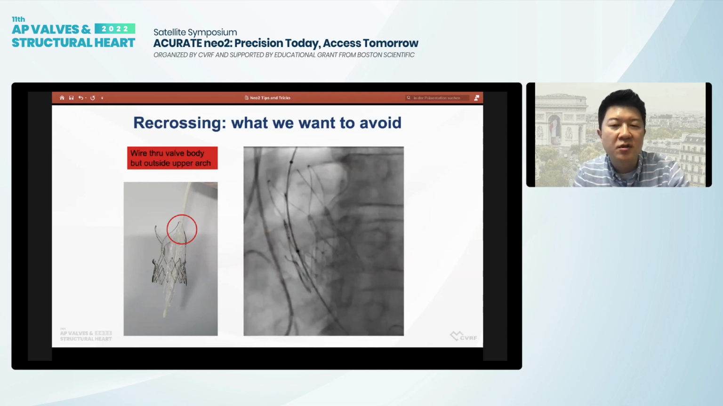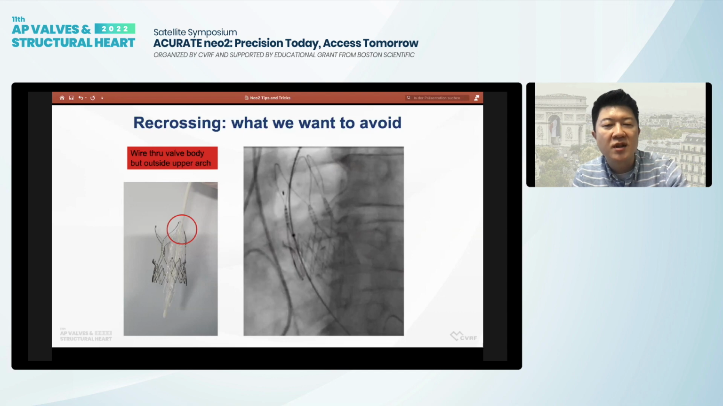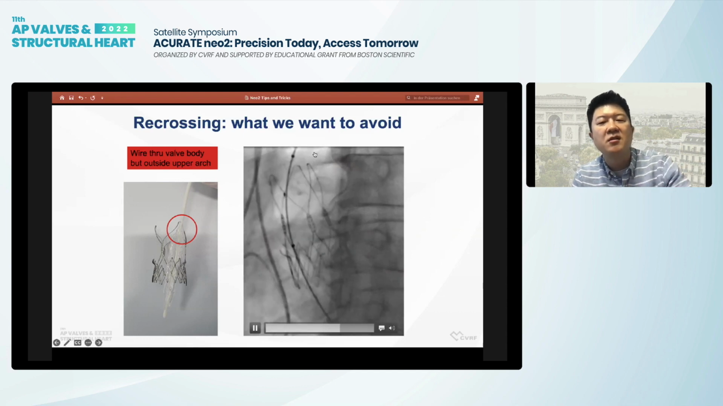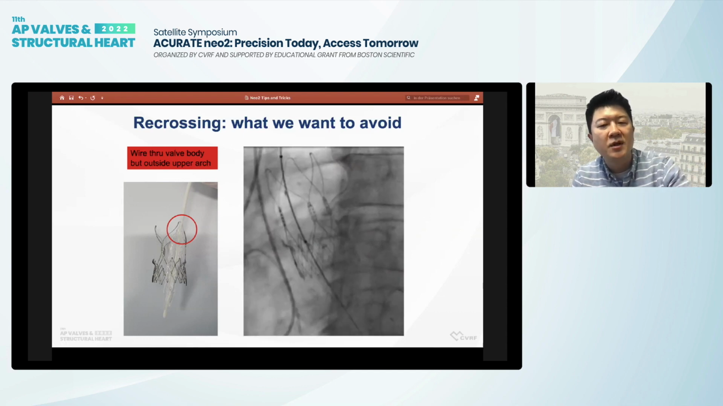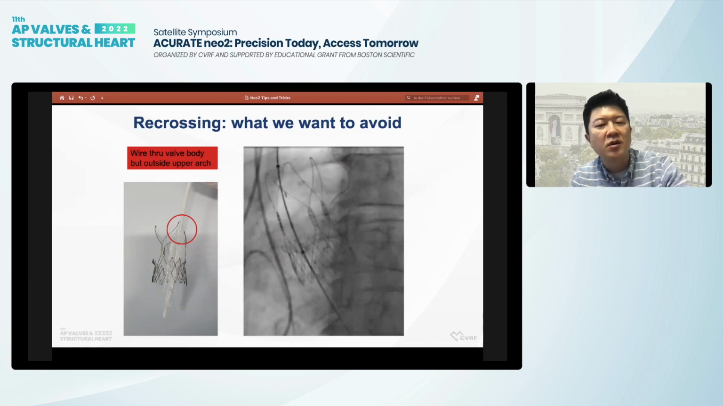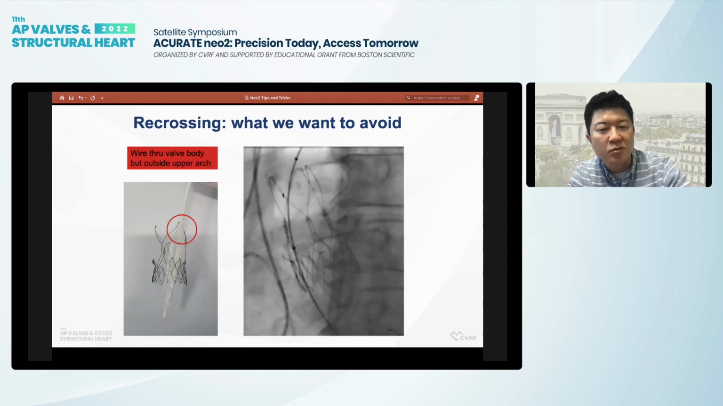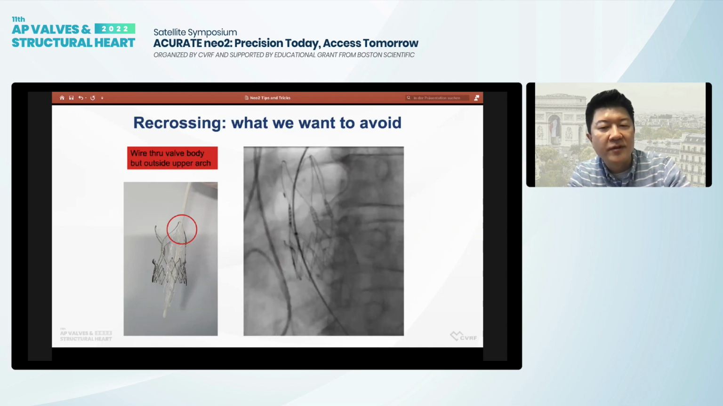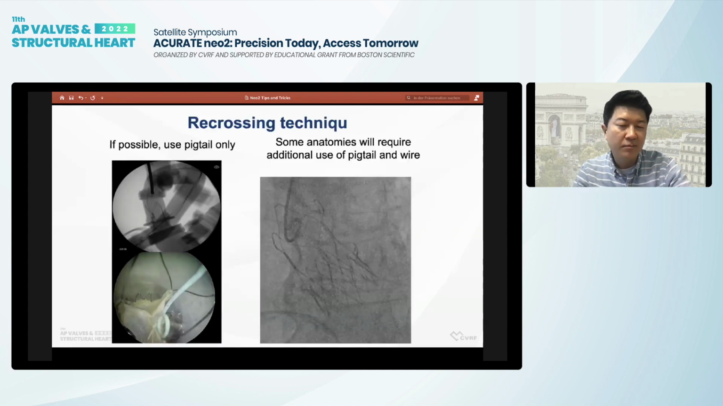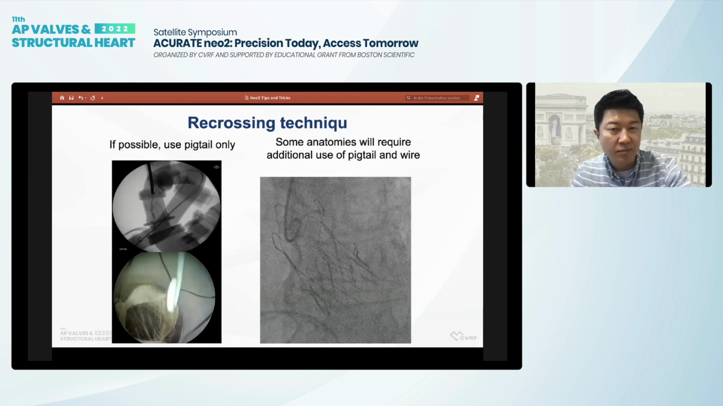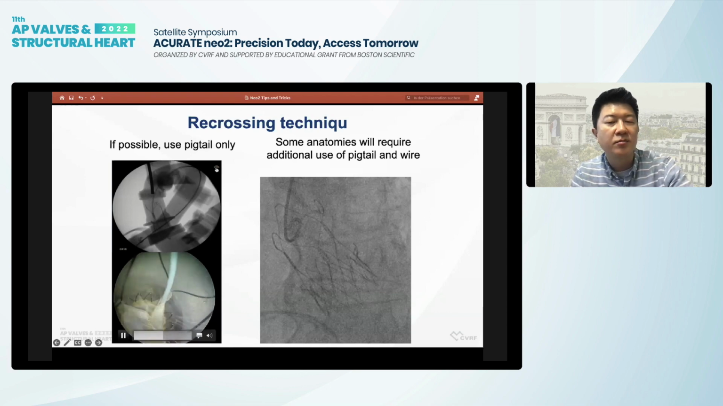This was after balloon postdilatation, and you can see we went into the valve outside of one of the arches. This of course increases the risk of valve embolization. I hope you can see it, and it is very important to employ a specific technique if possible.